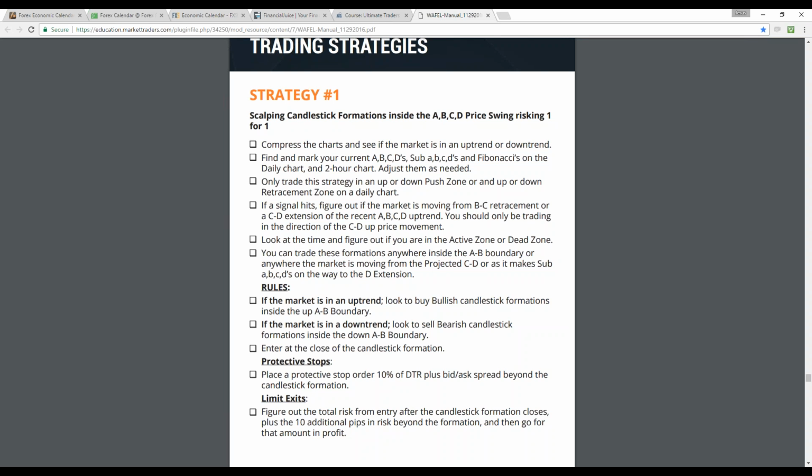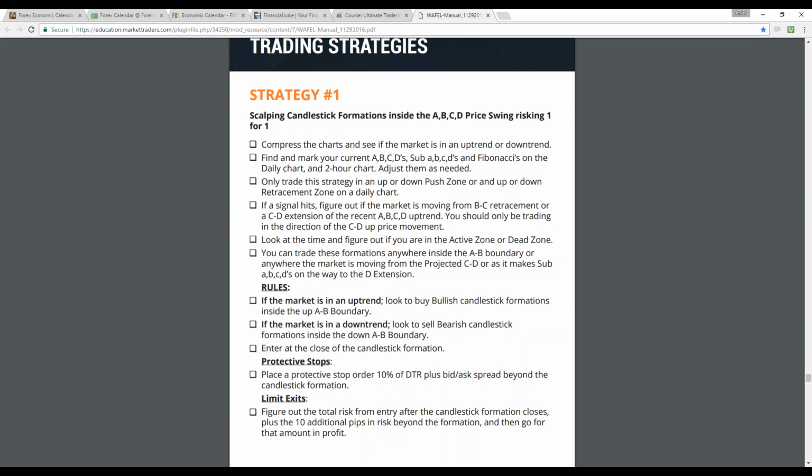If it's a downtrend, same principle. Wait for the candlestick to close. You have all of the candlesticks within the sheet on page 169. As soon as that forms, as soon as that formation is verified, immediately enter at the opening of the following candle. Now that we're in the market, we need to place our stop.